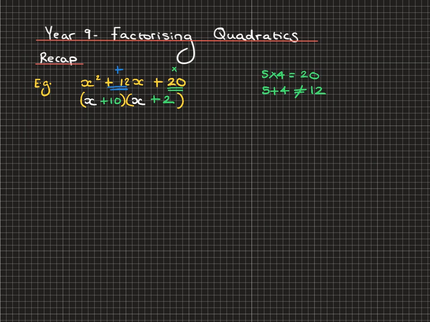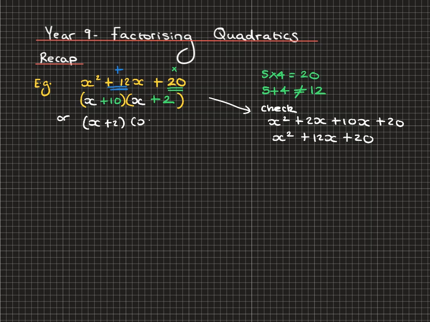Now, how can you check that you've done this correctly? You can check by expanding your brackets. So you will get x squared plus 2x plus 10x plus 20. So of course this simplifies to x squared plus 12x plus 20. So we've done this correctly. Now if you wanted to, you can write the brackets in the other order, x plus 2, x plus 10, but the numbers used in each example and the signs of the numbers must not change.